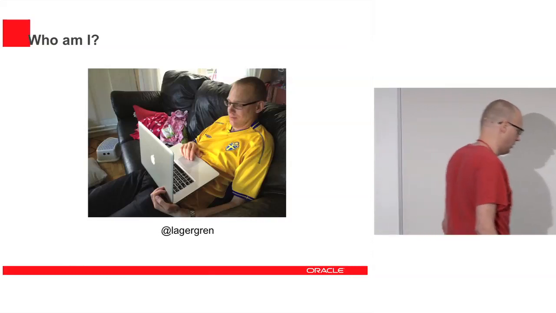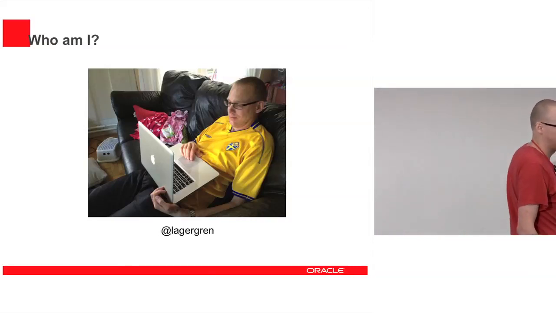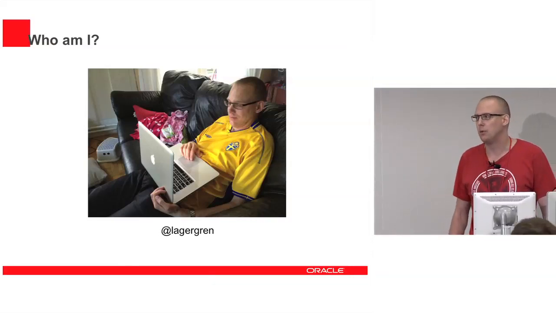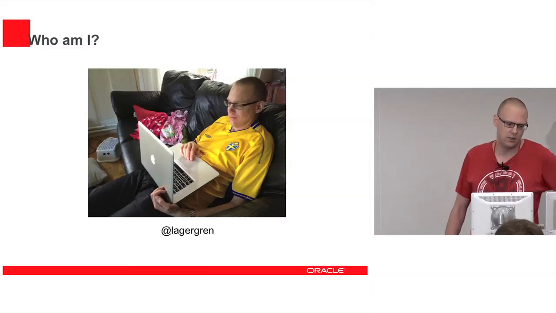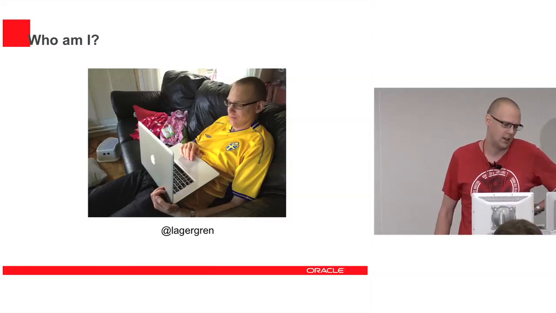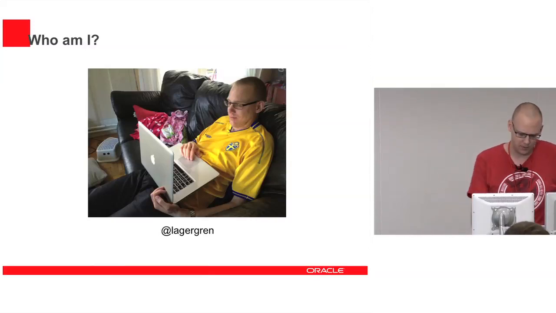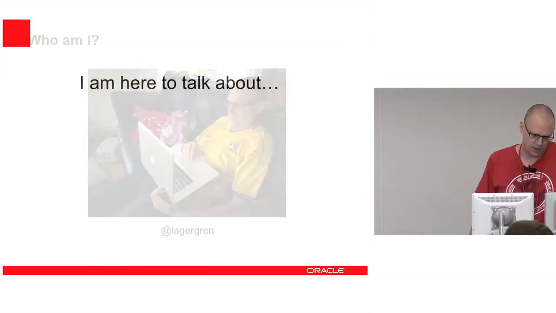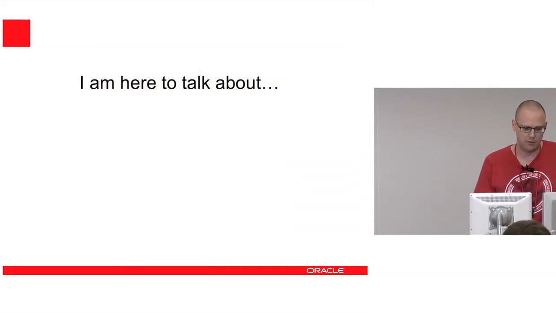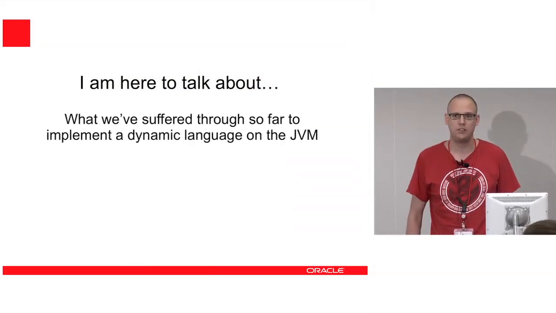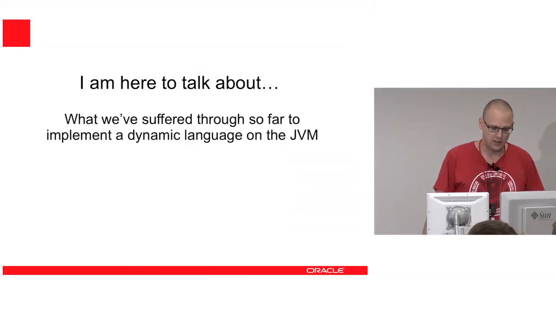So I work in the Java language team at Oracle, and I've been doing dynamic languages on the VM for almost 2 years, I guess, with a little bit of running around everywhere, poking my nose into things where I shouldn't be. I'm originally one of the JRockit guys, and I was the co-general architect for the JRockit JIT for many years. But today, I'm here to talk about what we suffered through to implement the dynamic language on the JVM, the Nashorn project.